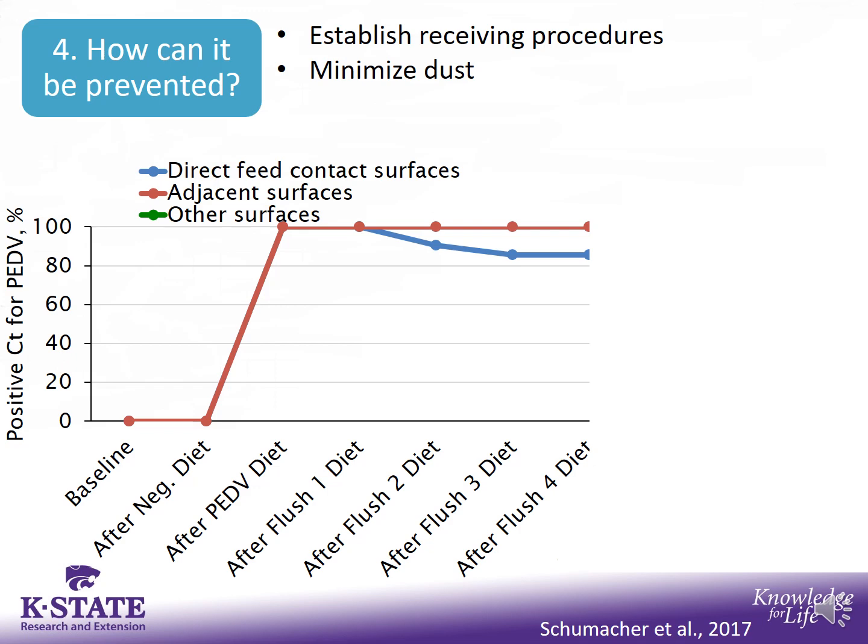Perhaps most surprising to me is this green line. We also tested environmental surfaces that were relatively far away from the manufacturing surfaces, meaning 2 or 3 floors or several yards away where we could not see dust landing on these surfaces. Again, they were negative after baseline and after the negative diet, but after we introduced porcine epidemic diarrhea virus to the environment, almost all of those surfaces had detectable virus on them. And even after manufacturing 4 subsequent diets, we were unable to remove that residue, and it retained its detectable status with porcine epidemic diarrhea virus over time.